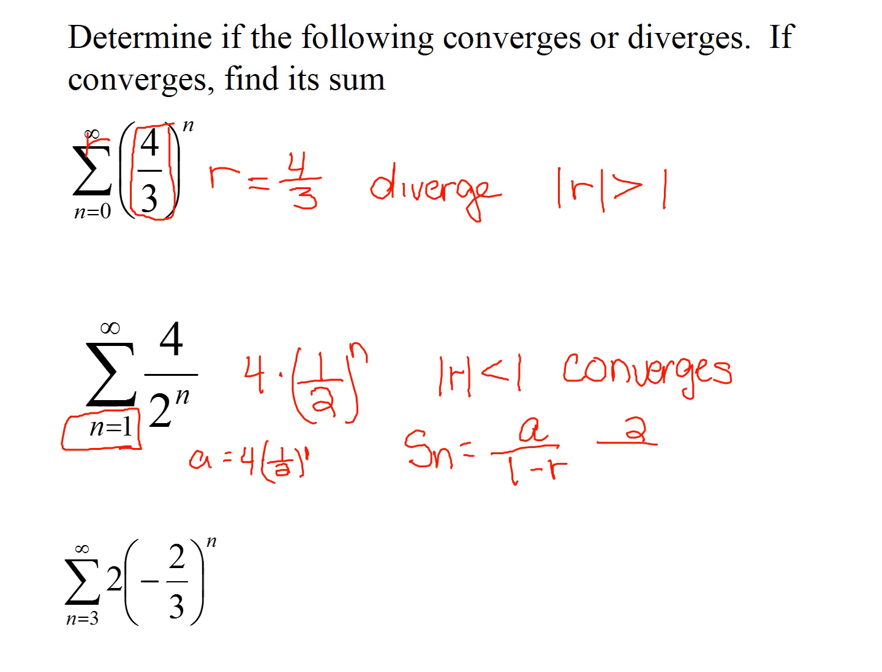The r we found from here was 1/2. So I get 2 over 1/2. This sums to 4. Okay?